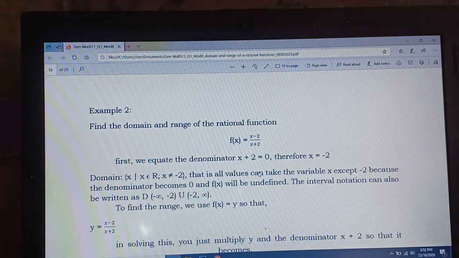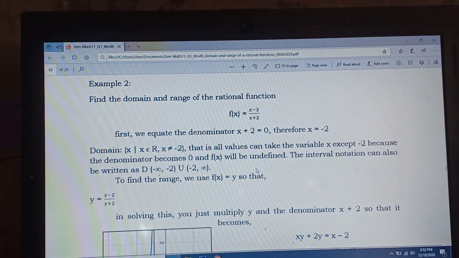Number 2. Find the domain and range of the rational function f of x is equal to x minus 2 over x plus 2. I'll repeat. First thing we have to consider is the domain. And how do we find the domain? Let's look at the denominator and see what makes it 0. We have x plus 2, so you simply have to equate that to 0. x plus 2 is equal to 0, then solve for x. Then x is equal to transpose positive 2, that becomes negative 2.